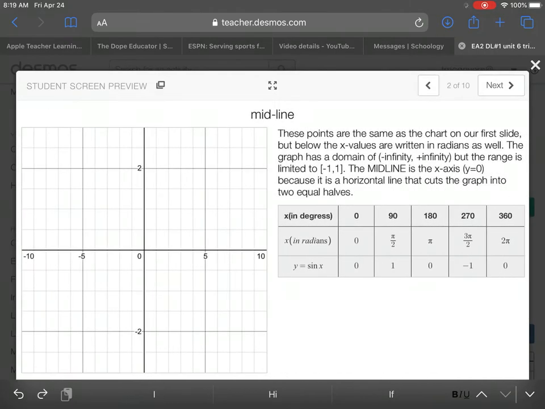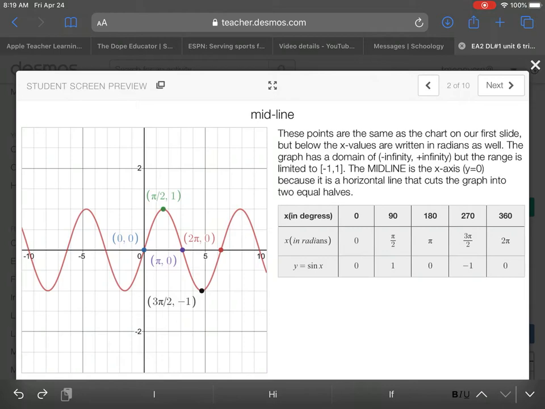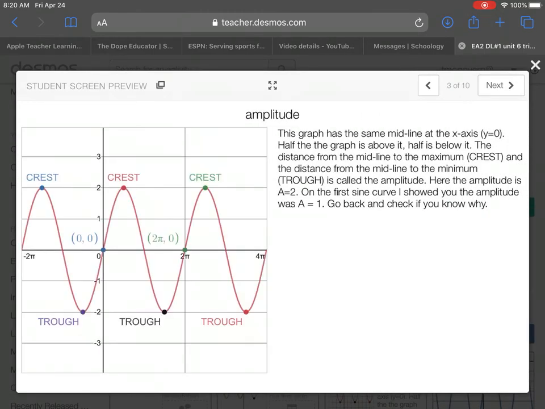The next page shows you what the definition of a midline is. So you're going to have to read the midline. It's the line that splits it in half, like here the x-axis splits it in half. And here I'm talking about the word amplitude. Amplitude is how far from the middle it goes up or down. So in this graph, since the middle is the x-axis, it goes up 2 or down 2. So you can see the word, the amplitude is a equals 2.